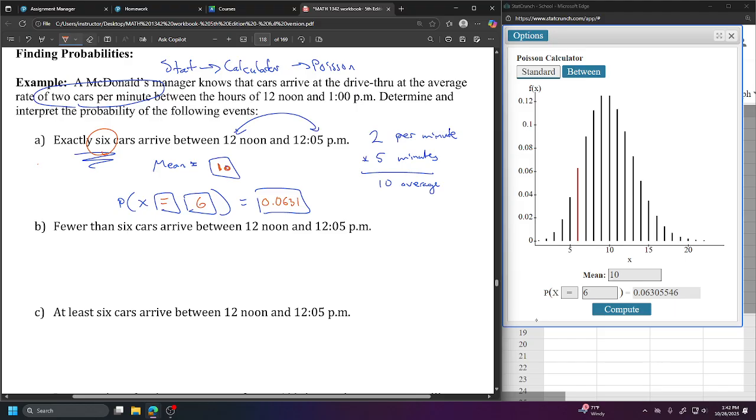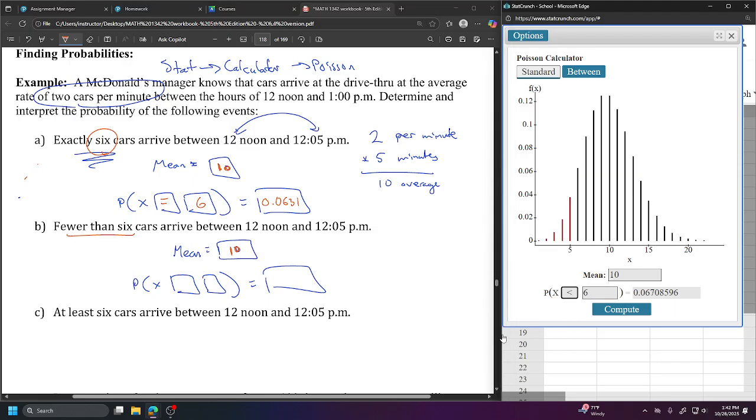Okay, let's do it again. So now it says fewer than this many between these things here. Again, the same mean. Mean is 10. P, X, blank, blank equals blank. So when it says fewer than 6, what symbol would I put now? Less than. Less than 6. And did they already hit compute on that one? Did it work? Okay, I guess so. 0.0671. Okay, cool. Easy enough.